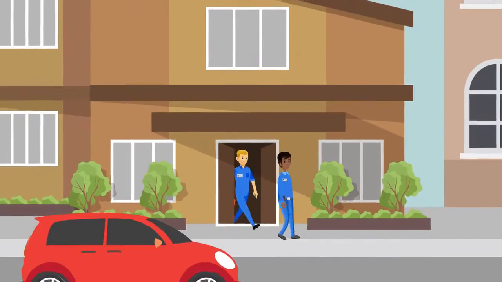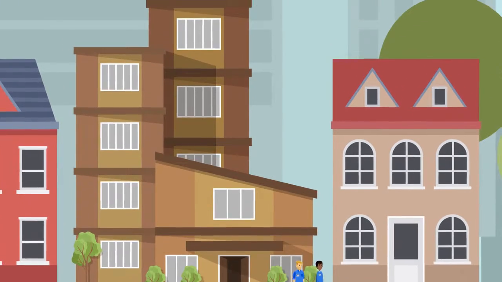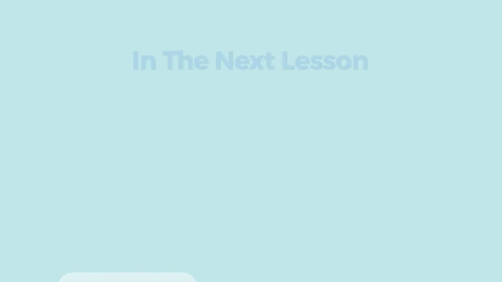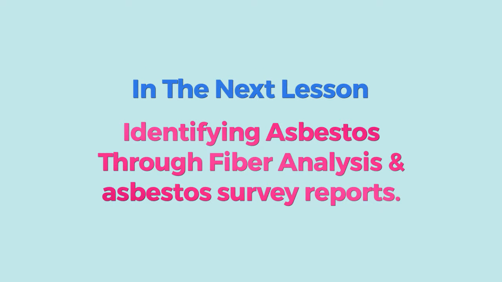I want you to remember this key takeaway here. Carlos and Dan acknowledged the job was too big for them and needed to report it to their supervisor. In these cases, a licensed asbestos inspector should always be called to confirm. In the next lesson, you will learn about identifying asbestos through fiber analysis and asbestos survey reports.